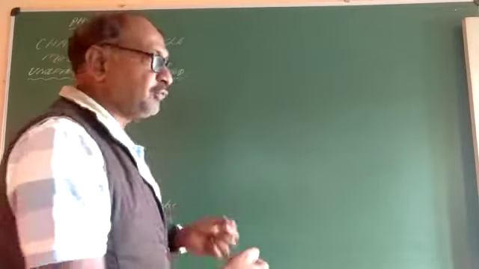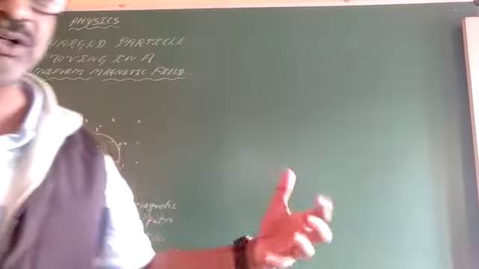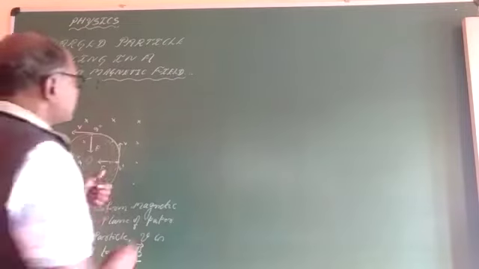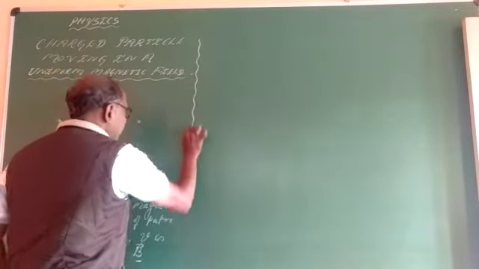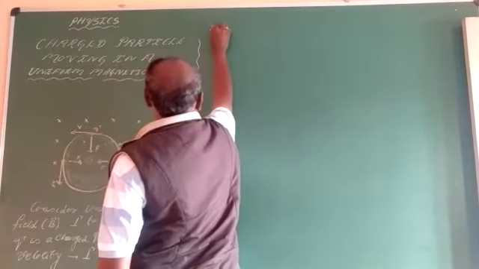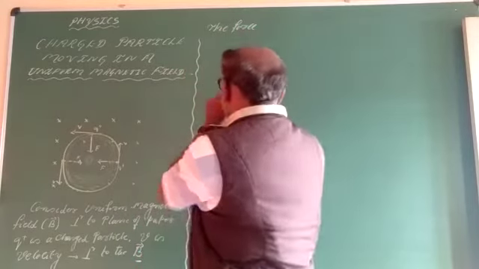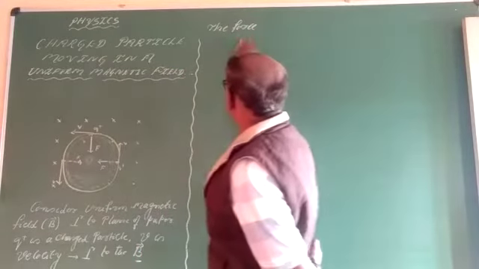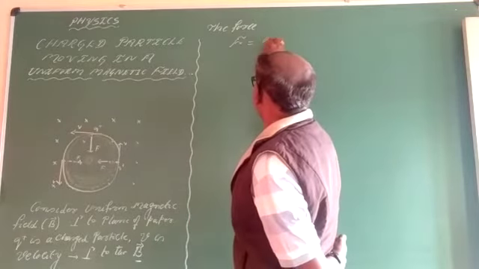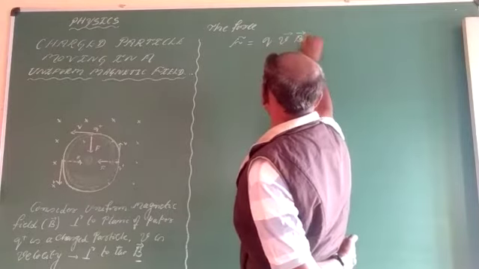Now, what is the force acting on this particle? Let us say how much force is acting on this particle. The force acting on this particle is given by F is equal to Q into V into B. We already know this.